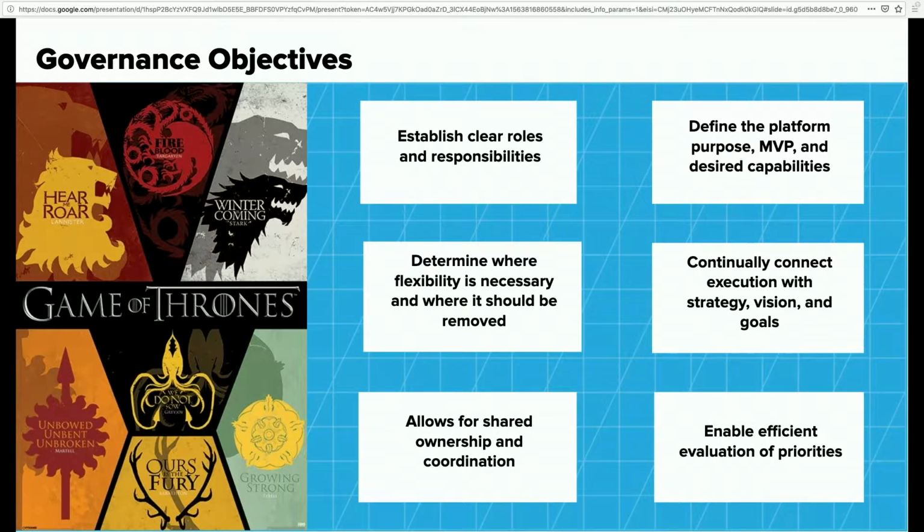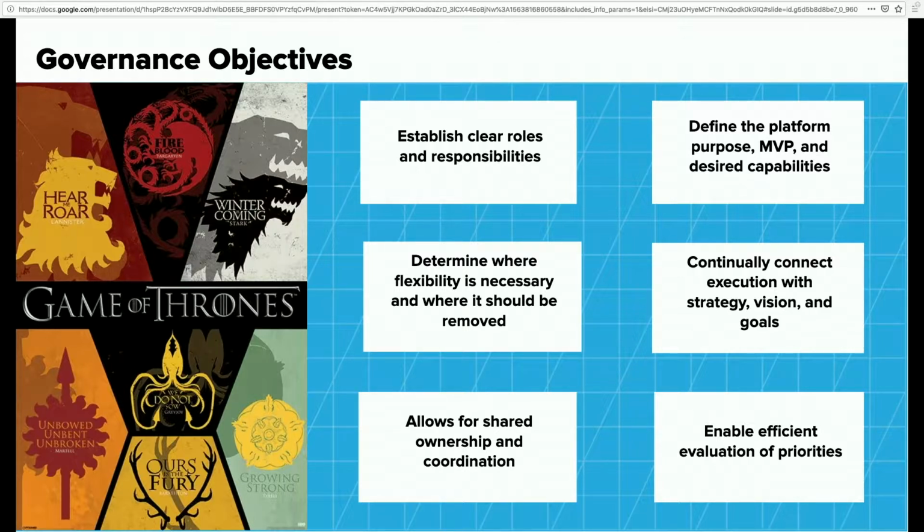And then one of the other objectives is that governance will help define the platform purpose, MVP, and desired capabilities. So if you have a good governance structure with a clear group of people who are deciding what's important, what should the platform include, what should its purpose be, then that helps establish that enterprise-wide. And so you can make sure that all the components are going down that same path. You can get input on what the MVP features should be, what do different parts of the organization need to see in the platform. You can also help determine where flexibility is necessary and where it should be removed.